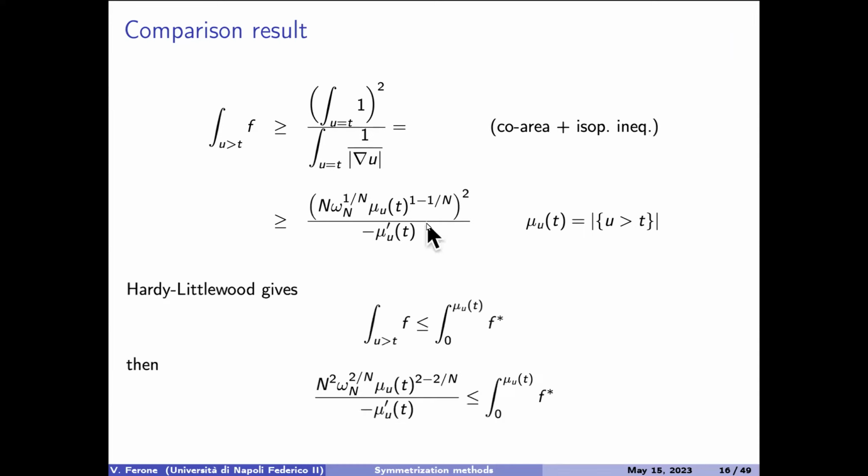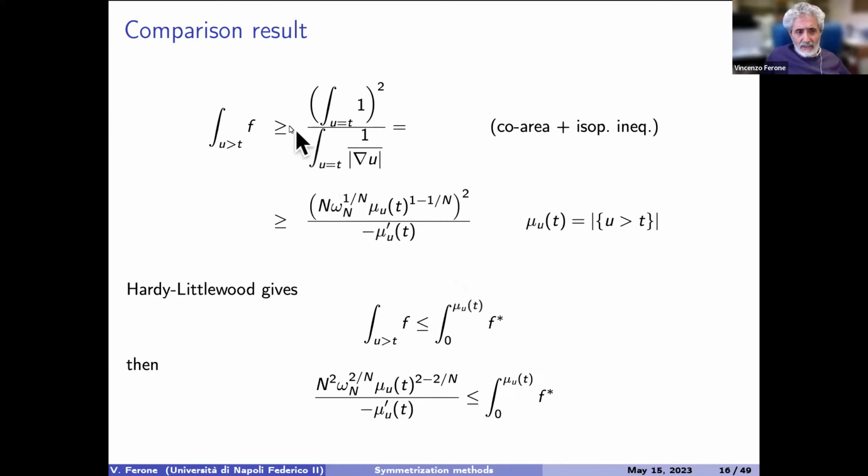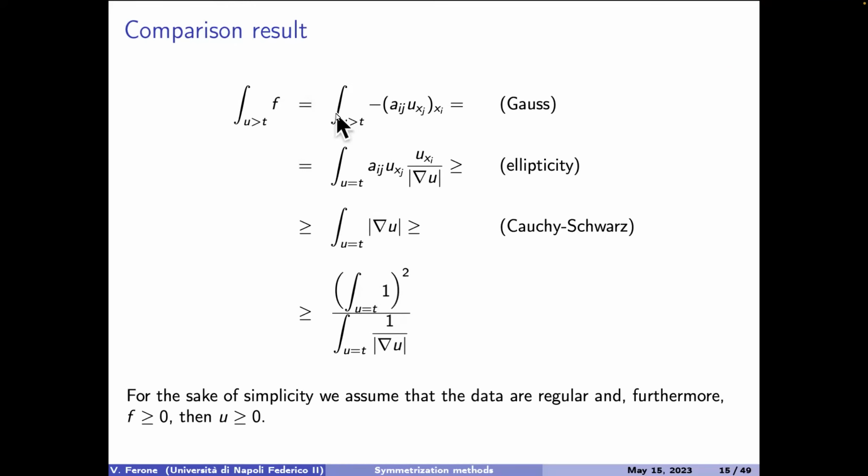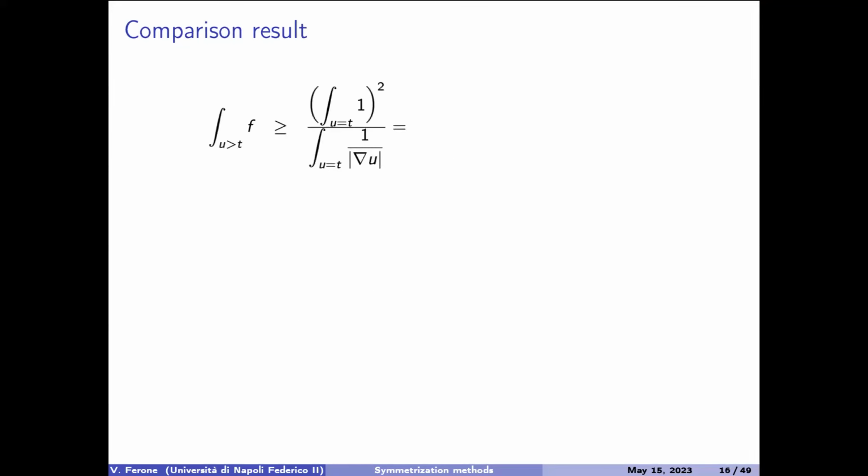Pardon. So from this, now we have this. On the other hand, on the left-hand side, the integral where u is greater than t of f is less or equal than the integral between 0 and mu of u of t of f star. This is the first property I've shown about the rearrangements. And so finally, I end up with this inequality here.